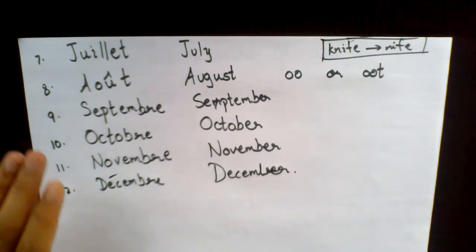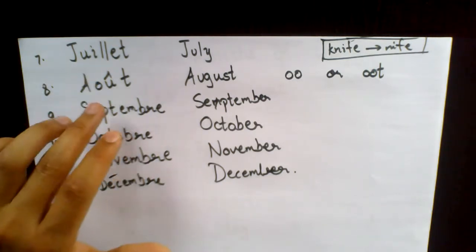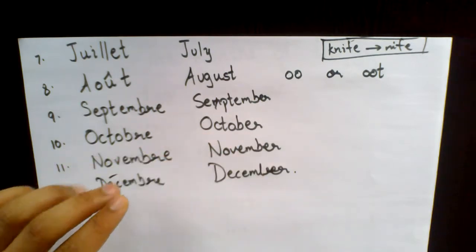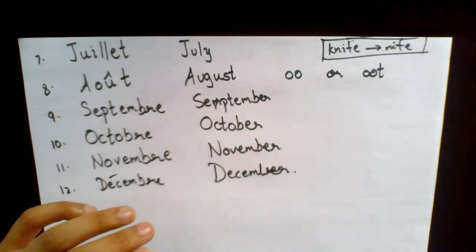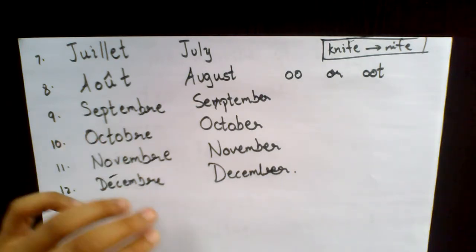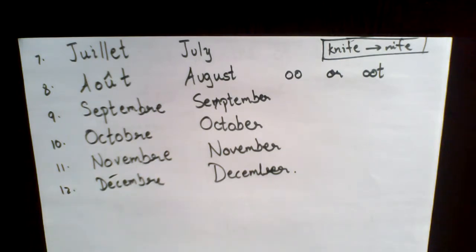We'll go through them once again. You have Juillet, which is July. You have "Ou", the first pronunciation, or "Out", the second pronunciation, for August. You have Septembre, which is September. You have Octobre, which is October. Novembre, which is November. Décembre, which is December.